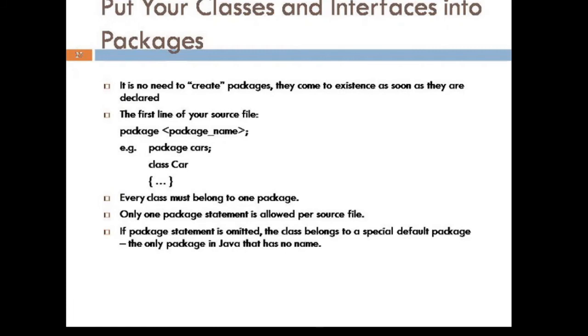Okay. For example, if I am making a class called car, as in this case, I want to keep this class car in a package cars. And what will we do? We'll just place the statement package cars and then suffix it with a semicolon, and then we will declare the class, and we will give the whole attributes and methods inside that class.